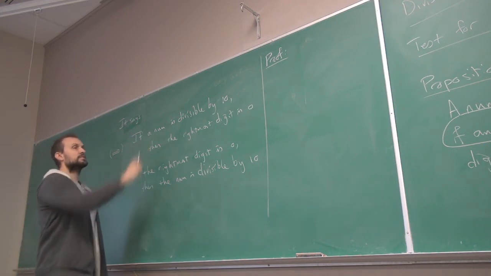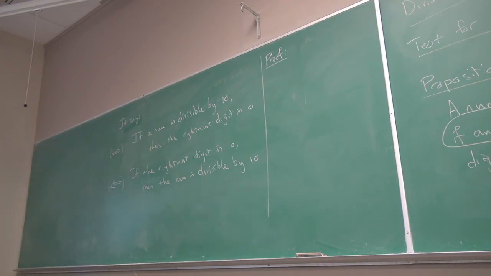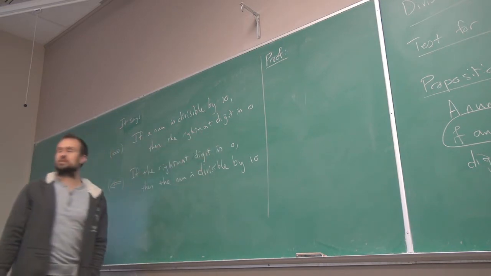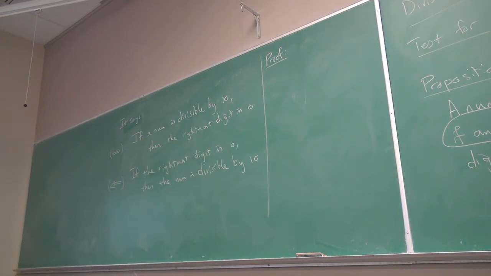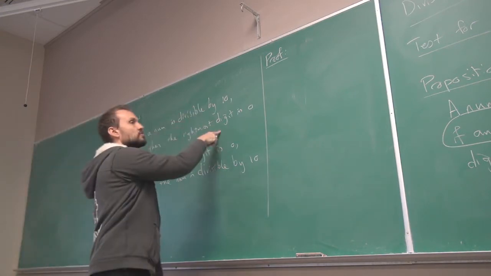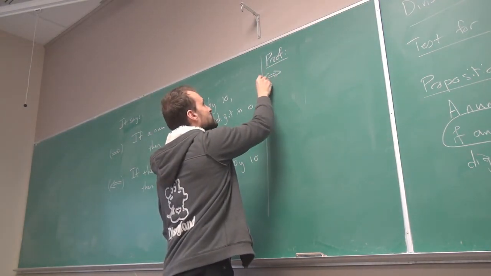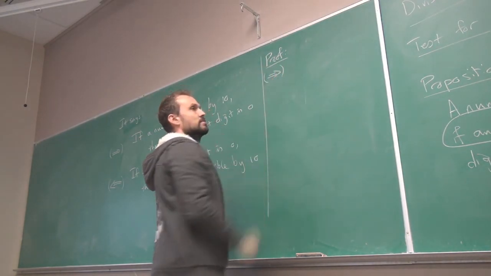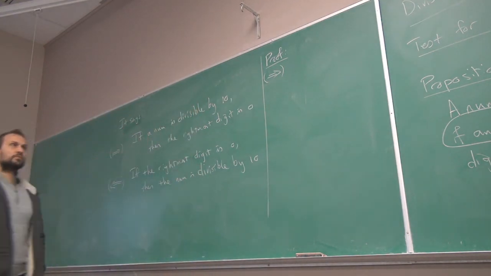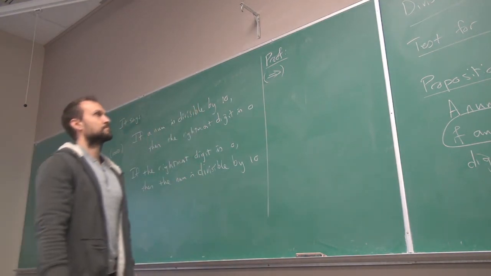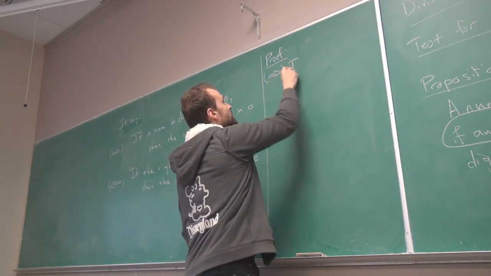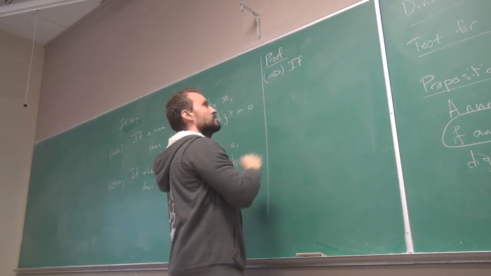So there are really two things to prove. That if a number is divisible by 10, what does that mean? And how does that lead to the rightmost digit being 0? Something so obvious doesn't follow right away. It's only because we've done it so many times. It's not an immediate conclusion. So the forward direction could be first. I have to do both. So I have two pieces in my proof, where I will assume the first and try and conclude the second.